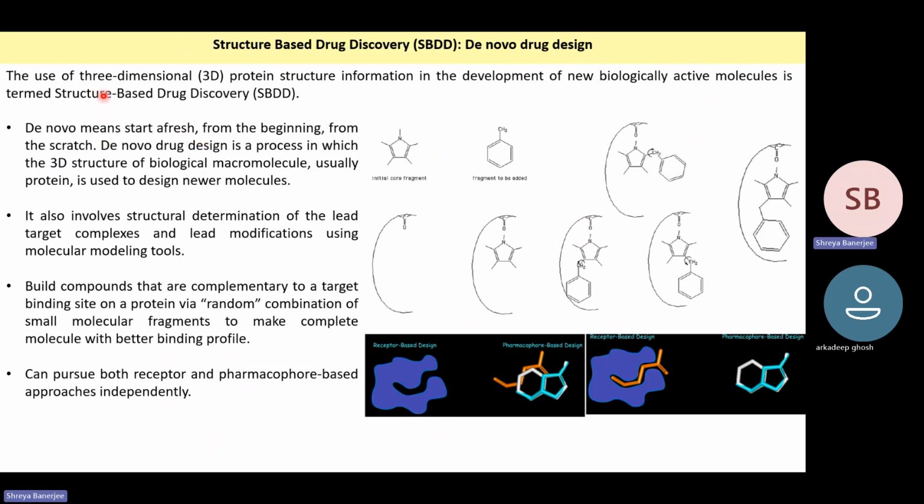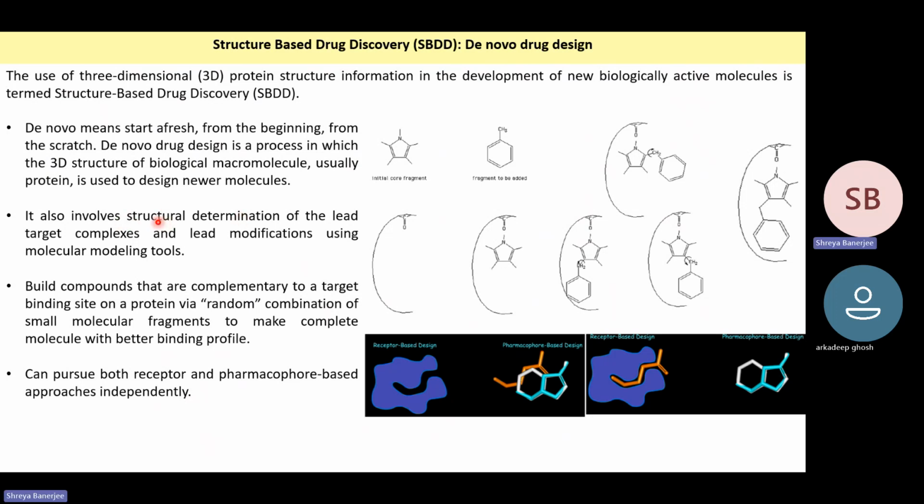Now we will go to structure-based drug discovery. In structure-based drug discovery, we use three-dimensional protein structure information in the development of new biologically active molecules. De novo basically means starting from scratch, that is from the beginning. And it is a process in which the three-dimensional structure of the biological macromolecule, usually protein, is used to design new targets. So you have the protein molecule which has the receptor.